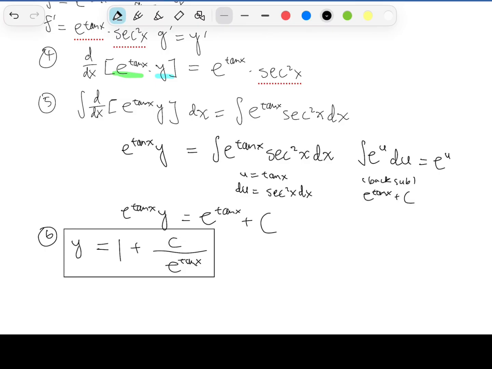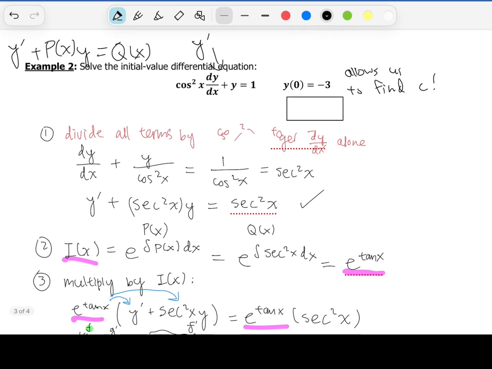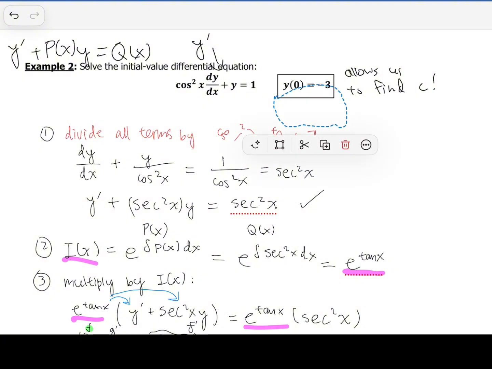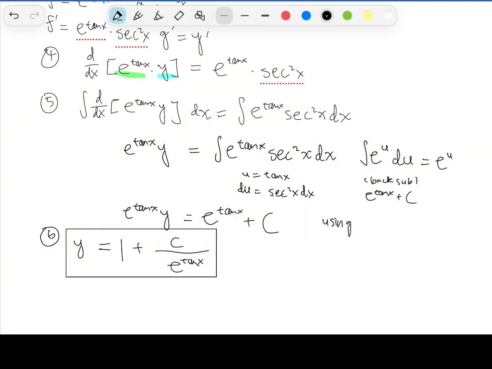But wait, unlike the first one, we're not done because we were given a piece of information in the beginning of the problem. Don't know why this box moved, but let's put it back because it gave us our initial condition that y of 0 equals -3, which allows us to find c. So using our initial condition, y of 0 equals -3, find c.